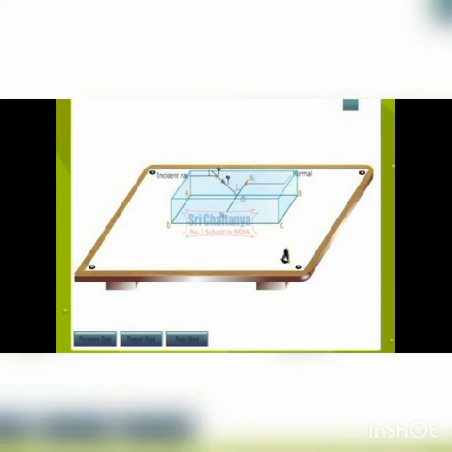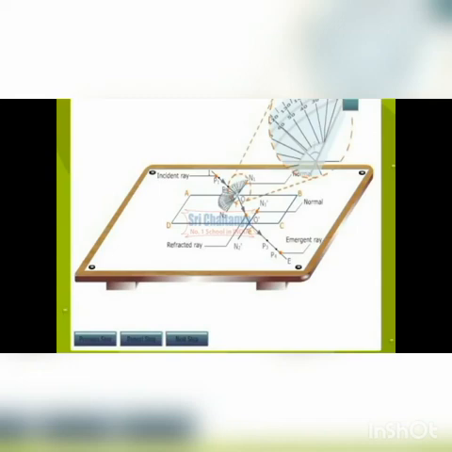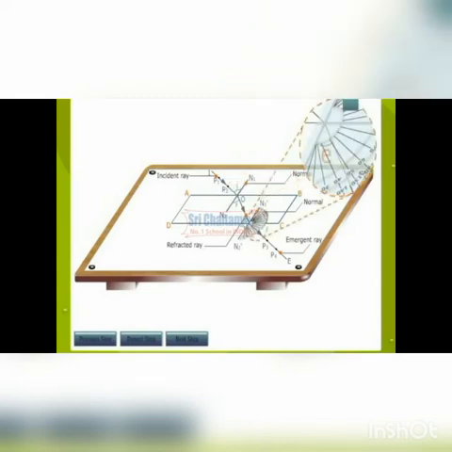Looking from the other side of the glass slab, fix 2 pins such that the feet of all the pins are in one straight line. Remove the glass slab and the pins. Mark the pin points P1, P2, P3 and P4. Join P3, P4 to represent the emergent ray O'(E). Join OO'. OO' is the refracted ray. Measure the angle of incidence, angle of refraction, and angle of emergence.